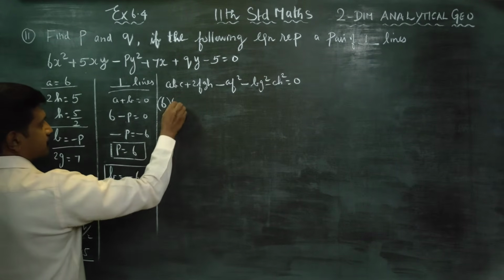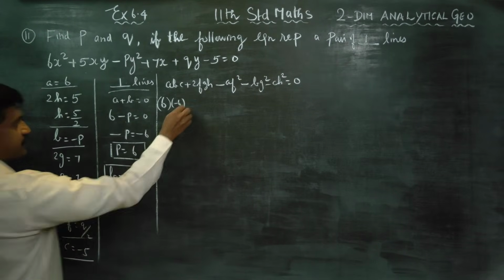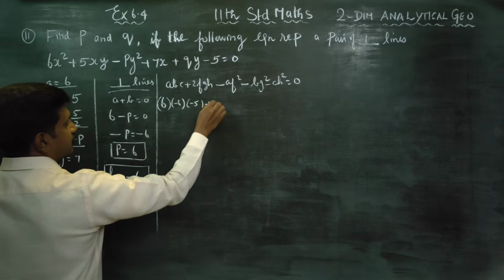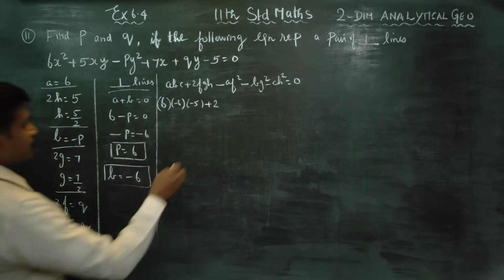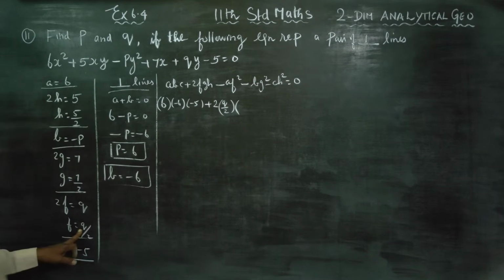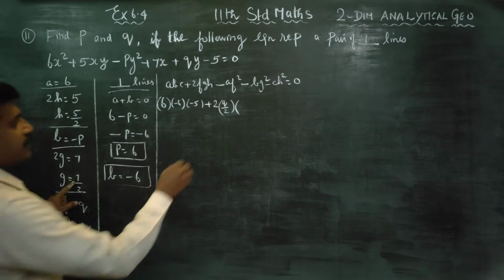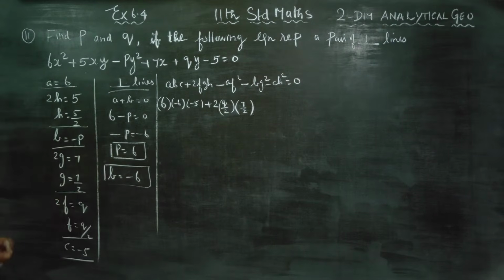Now b is also minus 6 and my c is minus 5, plus 2fgh. What is my f? F is q by 2. What is g? G is 7 by 2. What is h? H is 5 by 2.